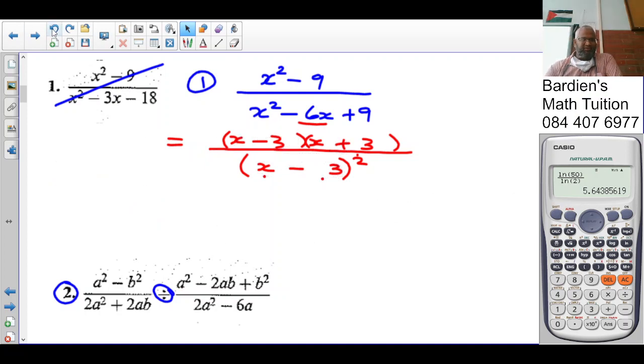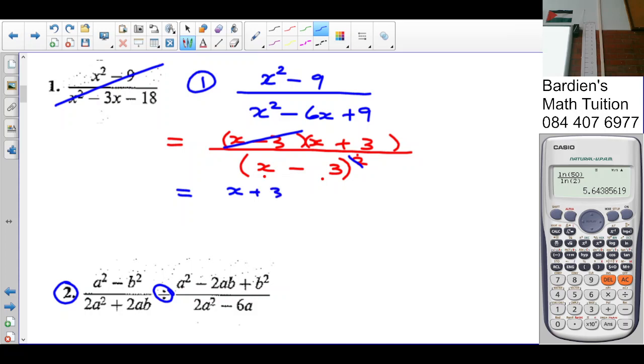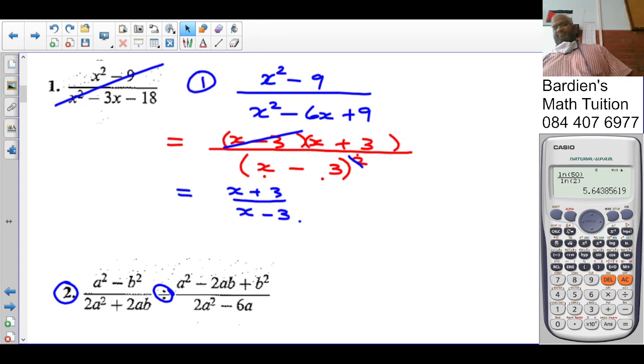So let's go again from the top. You all okay with that? Yes, sir. Right. So what happens? That x minus 3 cancels with one of those x minus 3s. Not so? Yes, sir. So it's x plus 3 over x minus 3. Guys, understand? Yes, sir. Right.